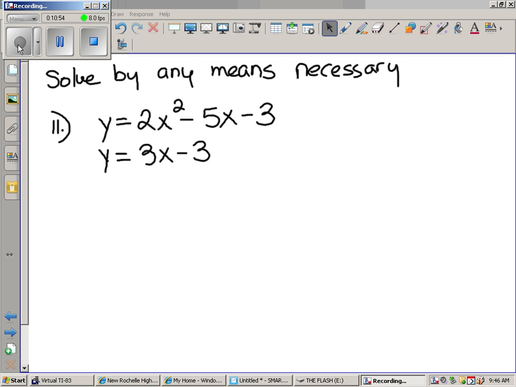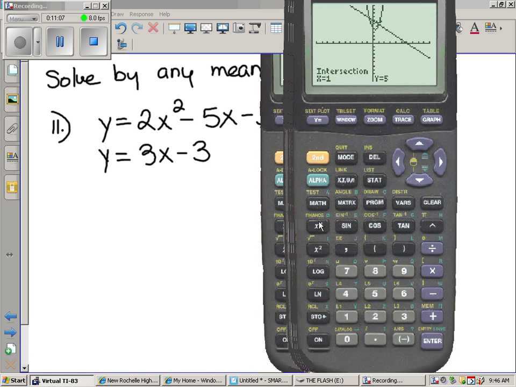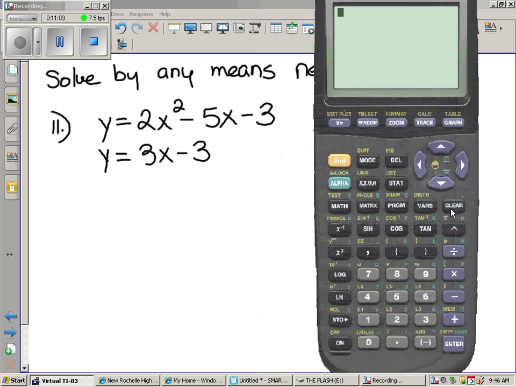You could solve it graphically. You could solve it algebraically. Which way do you prefer? Oh, you like graphically? Why? Okay, all right. Well, maybe we'll do both. Let's see what happens. First of all, they're all lined up. Let's use our calculator. Let's see if we can figure out the answer. 2x squared minus 5x minus 3. And then we're going to do 3x minus 3.